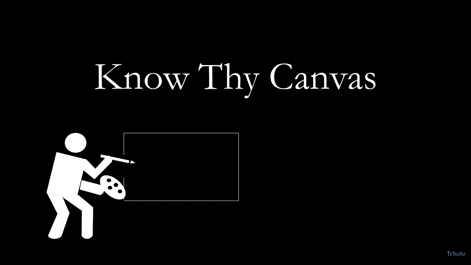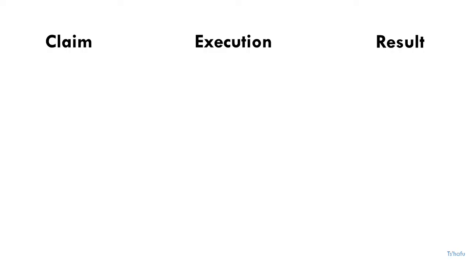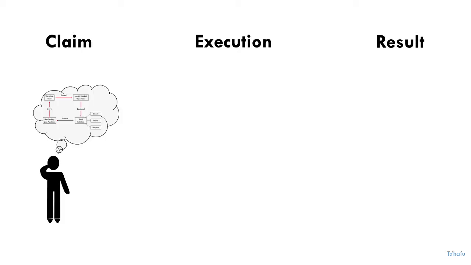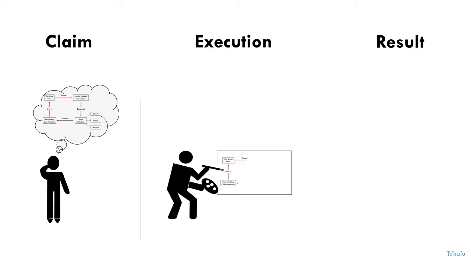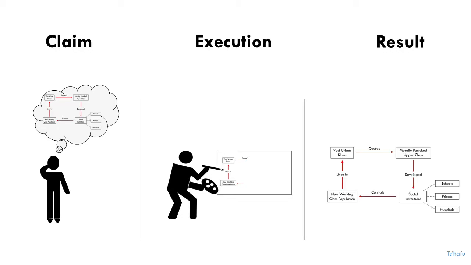Welcome to the 7th installment entitled Know Thy Canvas. If you recall from the previous videos, we have been focusing on these three stages, where on the left we have the claim, and this is what you think to paint, what you imagine to paint. In the middle we have the actual execution, this is what we find in the paper, that's you painting it. And then on the right we have the result, the end result, as in what you end up painting.